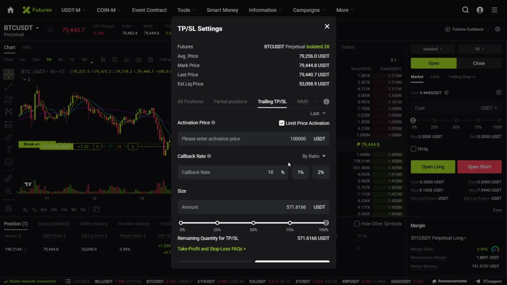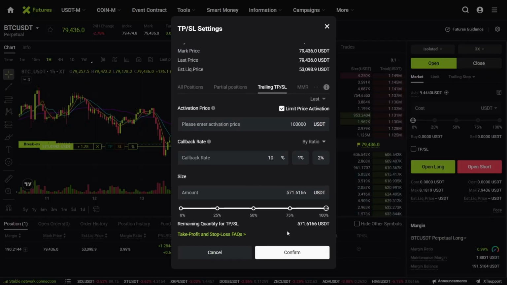This means that the trailing stop loss we've set will only become active after Bitcoin reaches 100,000. After that, if Bitcoin keeps moving higher, the trailing stop loss follows the price up. But if Bitcoin pulls back by 10% from its highest point after activation, the order will trigger and the trade will close. For the size, we are going to place this order on our full position and we're going to confirm.